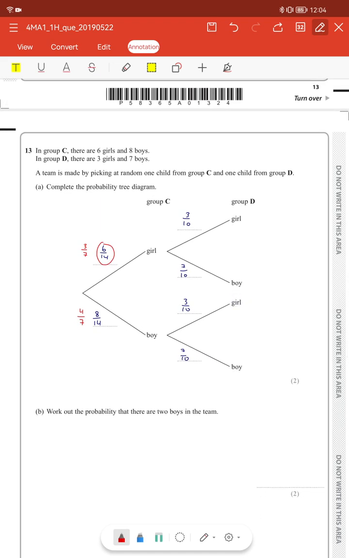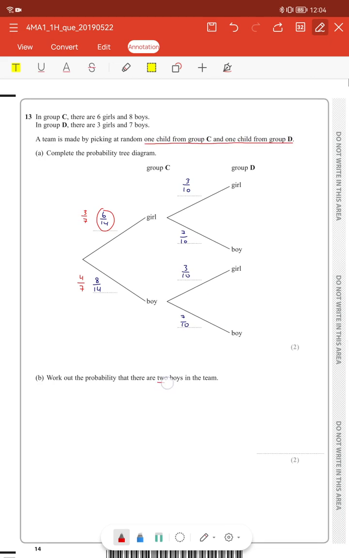So we pick 1 child from C and 1 child from D. So the probability that there are 2 boys, we have to go down the route of boy and then boy. So we have to times them. So we get 4 out of 7 times 7 out of 10, which would give us 28 out of 70, and we can divide both of these by 7, which would give us 4 out of 10, and we can divide them both by 2, which would give us 2 out of 5.